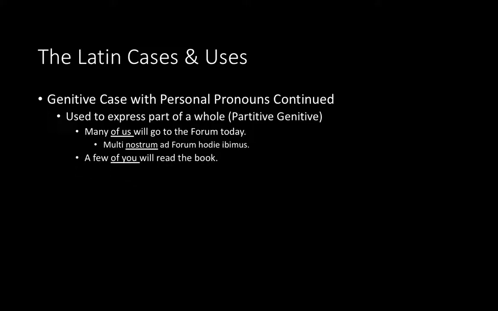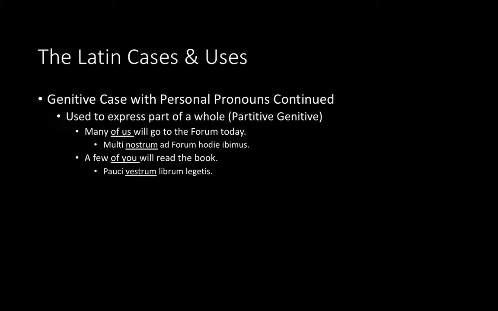Here's another example. A few of you will read the book, but not everyone. So you, the group of students, is the genitive of the whole, and that's why you will have to write you in the genitive form. Few is the subject of the sentence, so it would be written in the nominative form. A few pauci vestrum, of you, legatus, will read librum, the book.